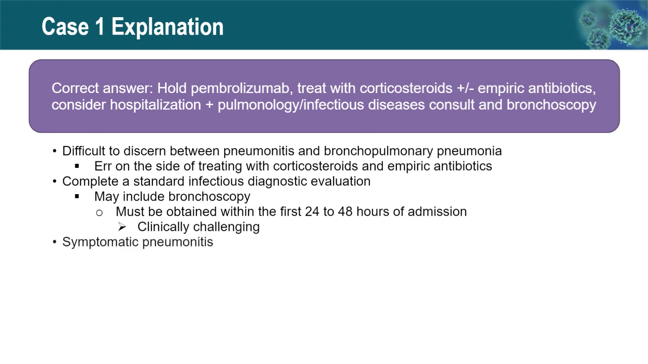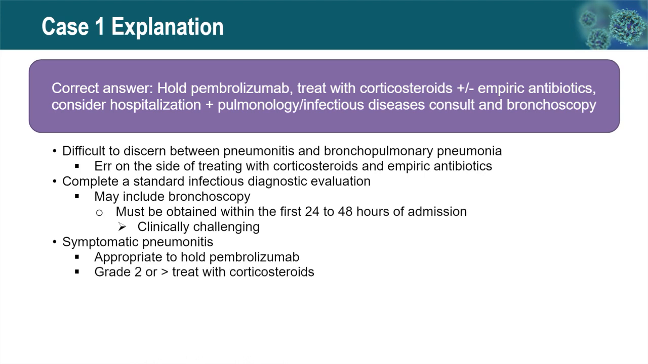In a patient who has symptomatic pneumonitis, it is appropriate to hold pembrolizumab, since continued pembrolizumab dosing may worsen pneumonitis and its outcomes. The standard management for symptomatic pneumonitis, defined as grade 2 or greater, is corticosteroids, and the dose would be 0.5 to 1 milligram per kilogram per day of prednisone or its equivalent if the patient has grade 2 pneumonitis, or higher at 1 to 2 milligrams per kilogram per day if the patient has grade 3 pneumonitis.